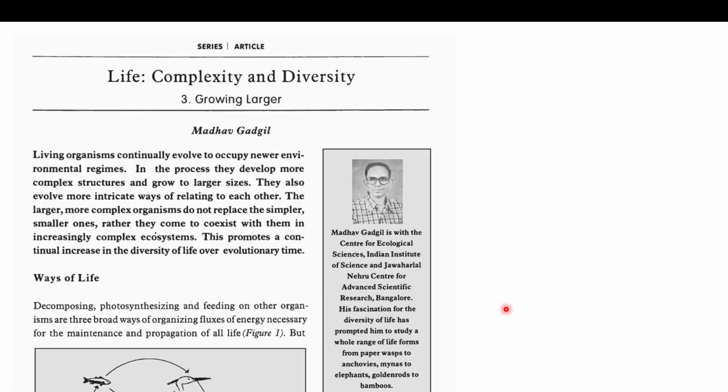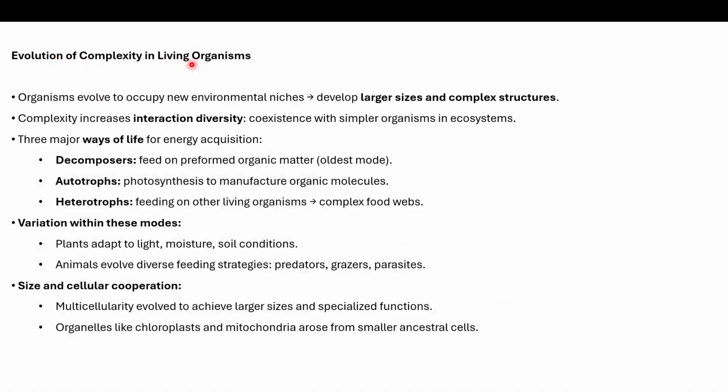So, evolution of complexity in living organisms: organisms evolve to occupy new environmental niches. They develop larger sizes and complex structures. So complexity increases interaction diversity and leads to coexistence with simpler organisms in ecosystems.